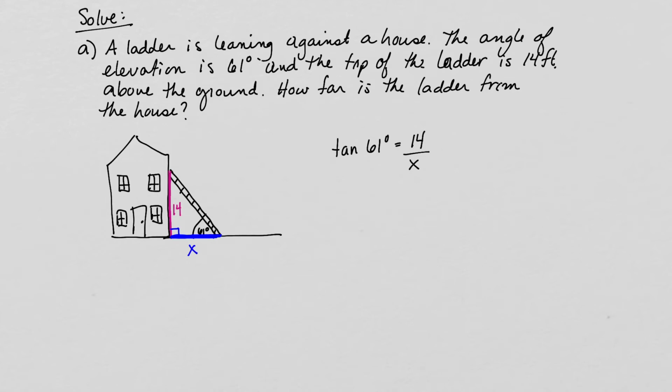And so if I multiply the x up, I get x tangent 61 degrees equals 14. Divide both sides by the tangent of 61 degrees. And x should end up being approximately 7.8 feet.